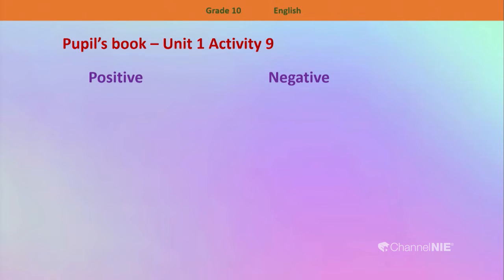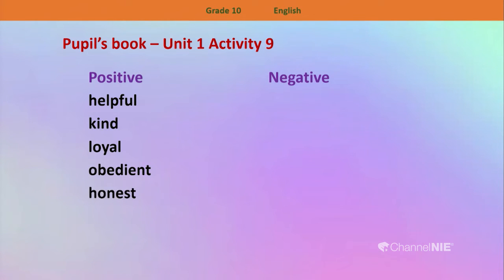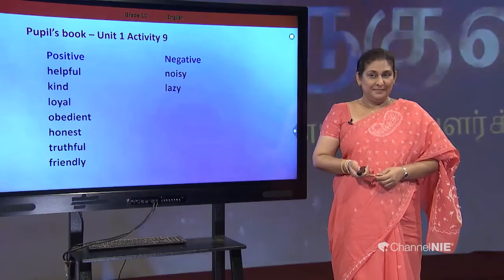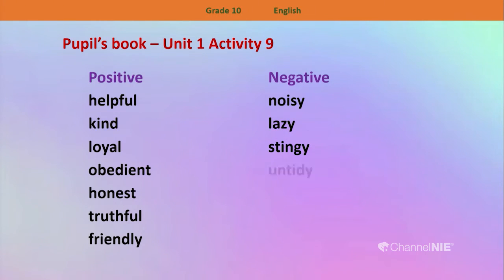I think, Nirmala, they are ready with their answers by now. Yes. One positive quality is helpful, kind, loyal, obedient, honest, truthful, right, friendly. So you can see all the good qualities there. They are positive qualities that you have to inculcate in your life. Now let us talk about the negative qualities. Noisy, lazy, stingy, untidy, wasteful, hot-tempered. Right.